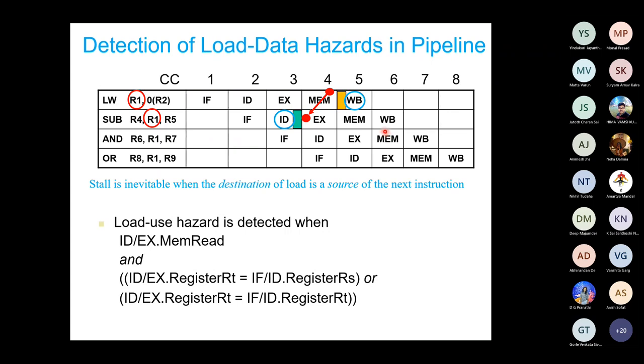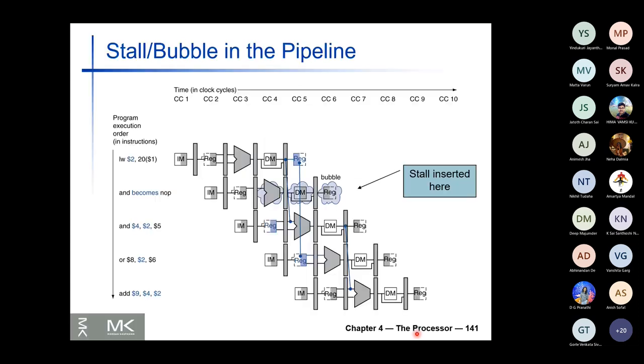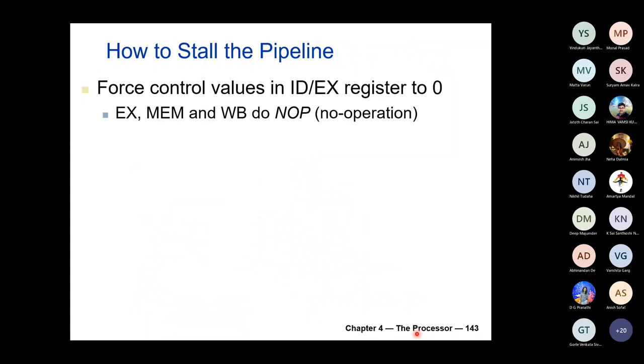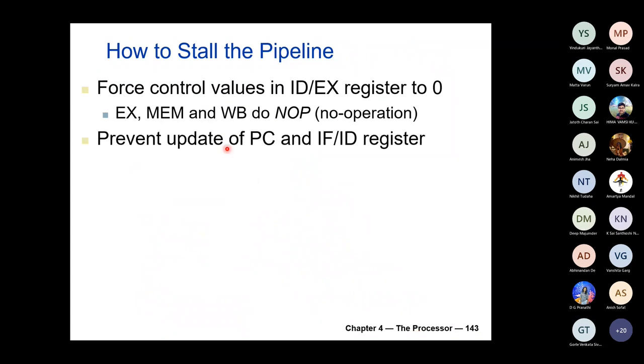Okay. So that means you need to stop advancing the pipeline for the successor instruction. And this can be implemented. Once it is detected earlier in the pipeline, you stall and insert a bubble. Now, let us see how I would insert a stall. What I'm going to do is force control values in this register to 0, so that EX, MEM, and WB perform no operation for the successor instruction.